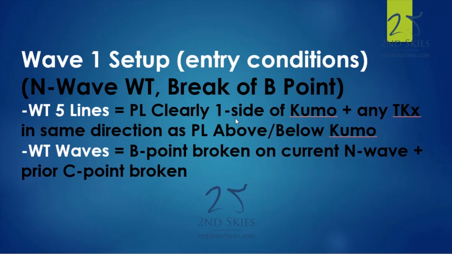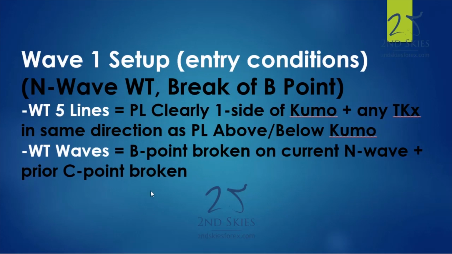If the price is above the Kumo and we have an N wave forming, the price line has to be above the Kumo, and there has to have been some sort of TKX. It can be weak, medium, or strong, in the same direction as we are in relationship to the Kumo. So if we're above the Kumo, there has to be an upward TKX, and if we're below the Kumo, there has to be a downward TKX. It doesn't matter whether it's weak, medium, or strong. Those two things from a 5-line context have to be in place.